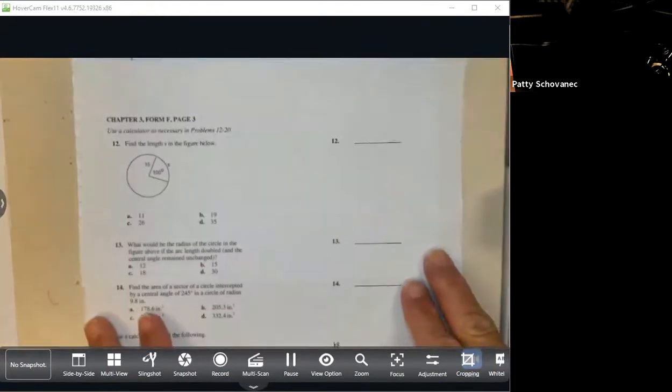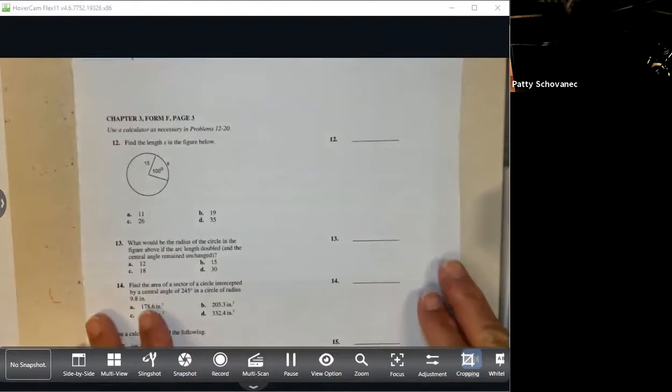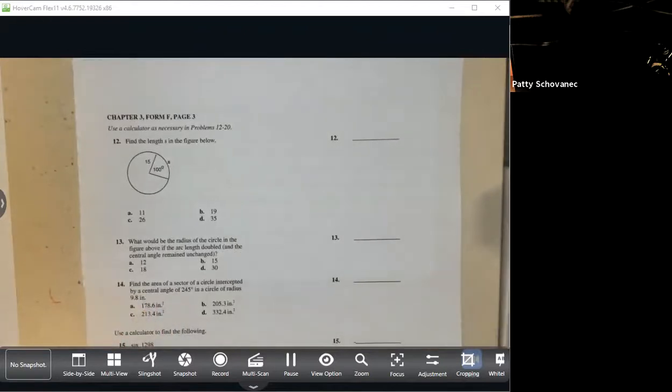Given the picture in number 12, the radius of a circle is 15 units. The angle in that arc is 100 degrees. Which of those choices gives you the length S? S is arc length. What's the formula for arc length? Radius times theta in radians. S is r theta, theta is in radians.